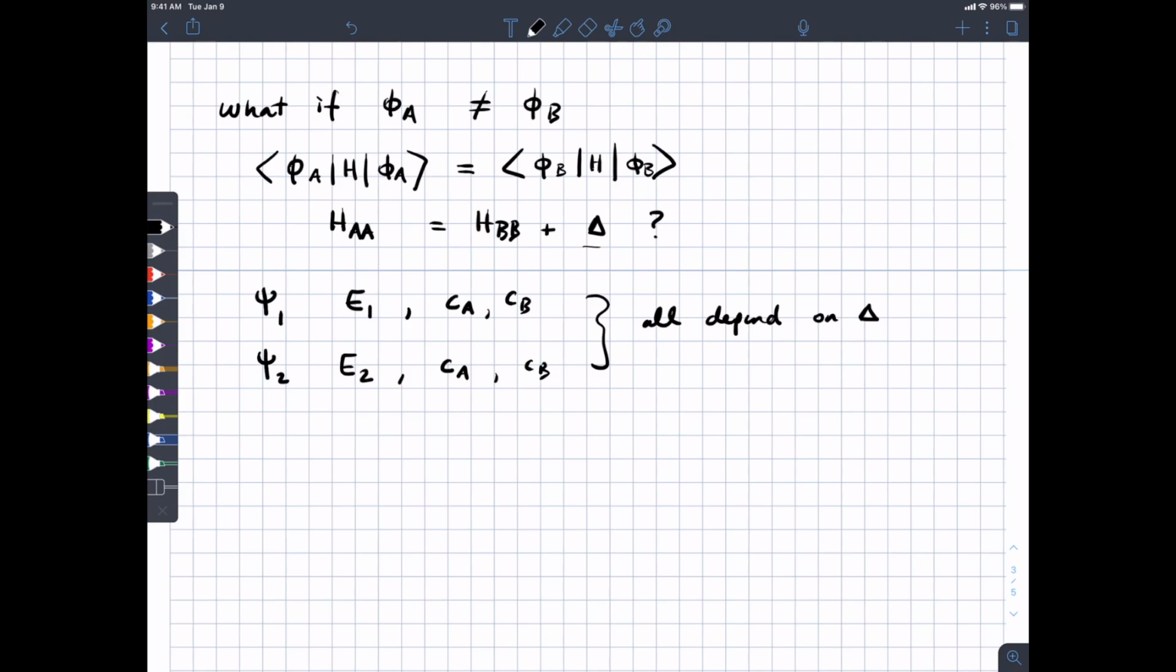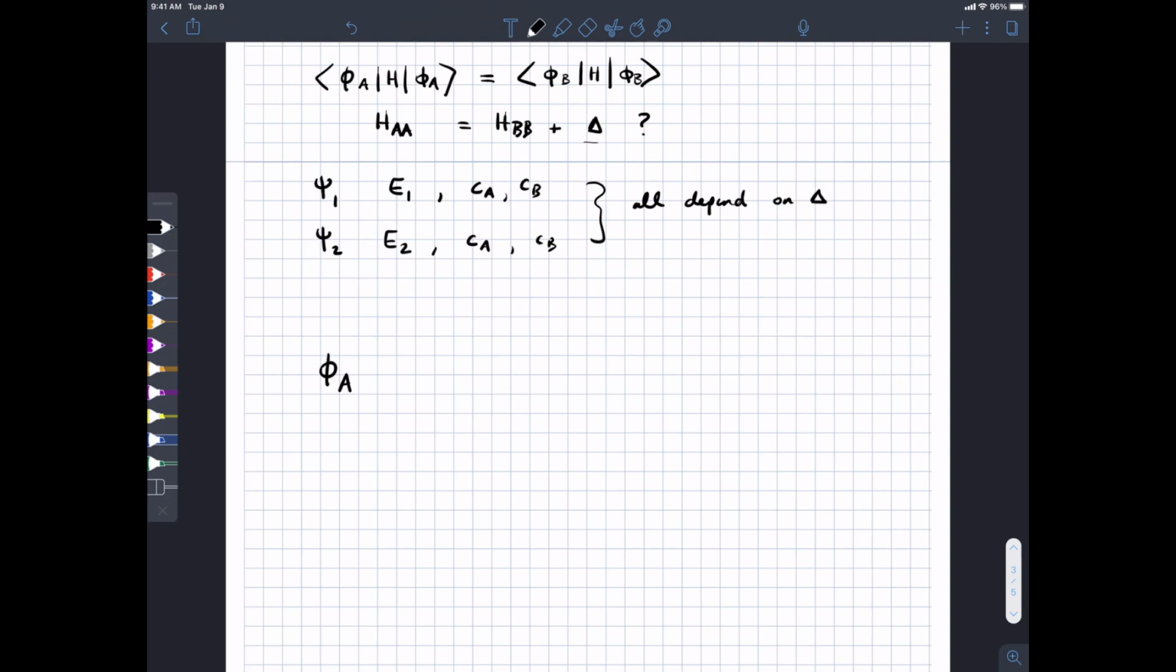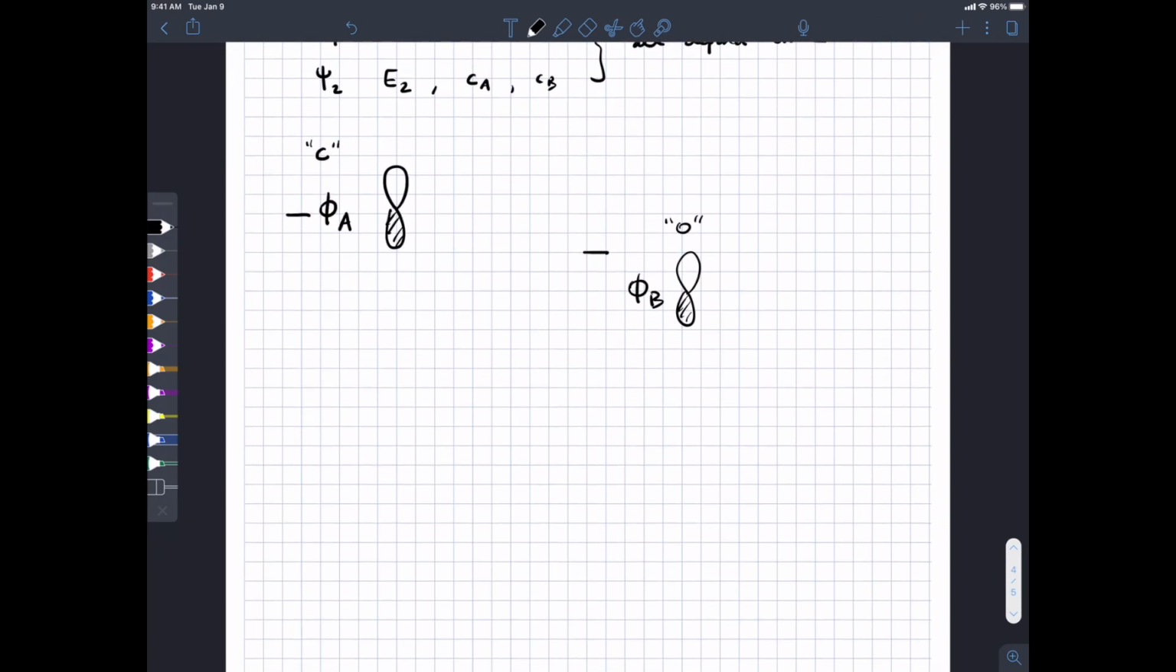But I think it's best to demonstrate this with a particular case. So let's imagine that phi A is some kind of p orbital, and phi B is also some kind of p orbital, but let's imagine they're on different kinds of atoms. We're going to learn later that more electronegative atoms have lower energy atomic orbitals. So we could suppose, for example, that phi A came from some carbon, and phi B came from an oxygen. Oxygen's more electronegative than carbon. So in terms of starting energies, phi B is probably a little bit lower in energy than phi A. What happens when we mix those two together?